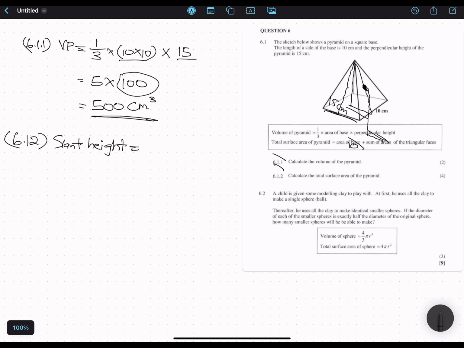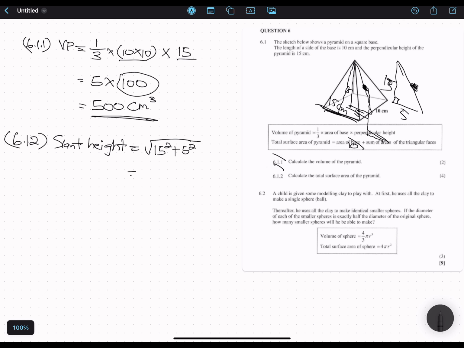So we have 15 here, and because it's perpendicular, it cuts the square in half, and we know that this side is 10. So when you cut this in half, it's going to be 5. We'll have this being 5, and a right angle of 90 degrees. We want to calculate this slant height, so we use the theorem of Pythagoras. We're going to have the square root of 15 squared plus 5 squared, I'm sorry about that.